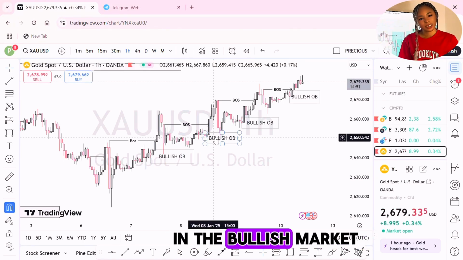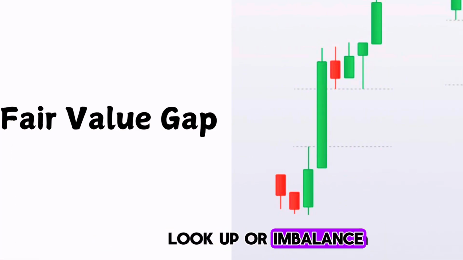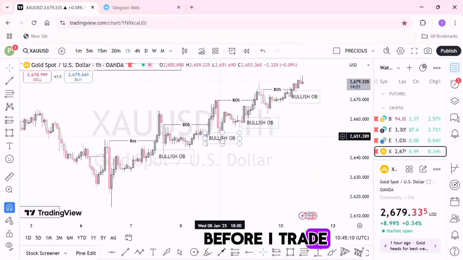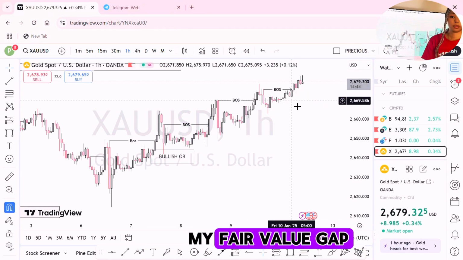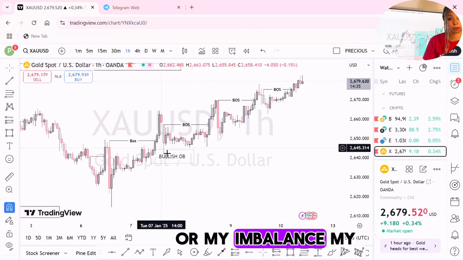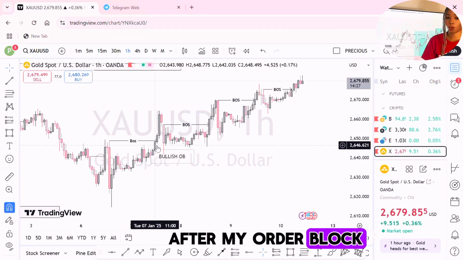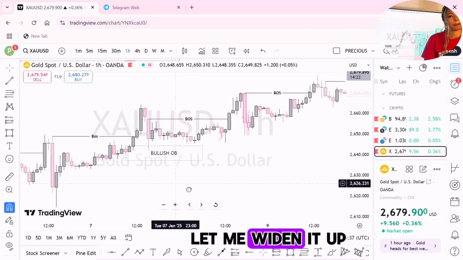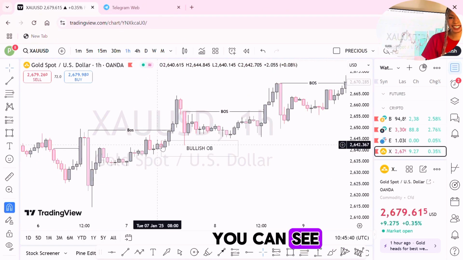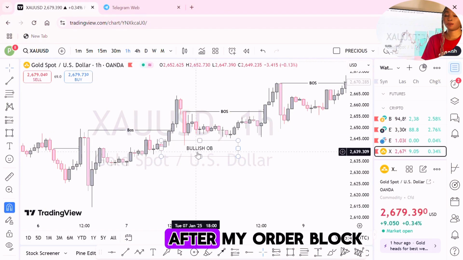Now let's identify our fair value gap or imbalance in a bullish market before taking a trade. The next thing I do is to identify my fair value gap or my imbalance. My fair value gap is a space between 3 consecutive candles after my order block. So you can see, let me widen it up, you can see the space between 3 consecutive candles after my order block.